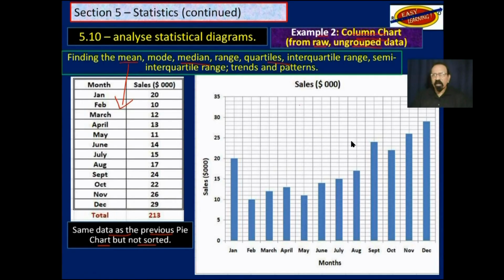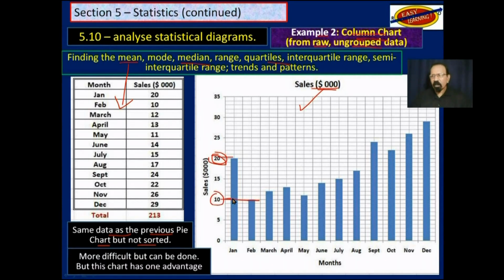So this is the graph we have here. Sales in thousands. So for example, this would be 20,000. This would be 10,000. Now this is more difficult because it is not sorted, but we can still derive those pieces of information from it. Of course, we will have to sort it. But since the graph is already there, we'll have to find another way of sorting it.